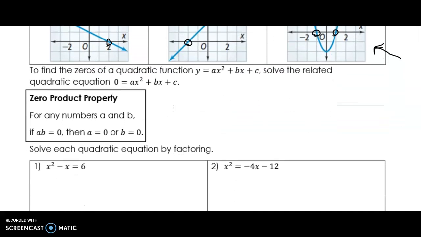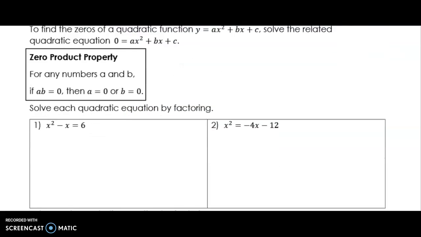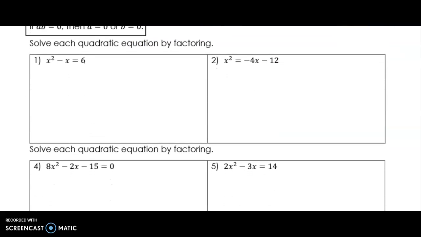And then we talked yesterday about the zero product property: if you have two factors, if you can factor it out, then one of the factors equals 0 or the other factor does. So just adding an extra step from yesterday's notes. Solve each equation by factoring.